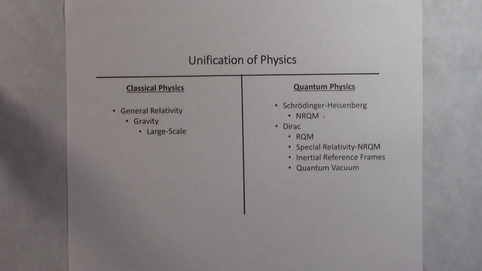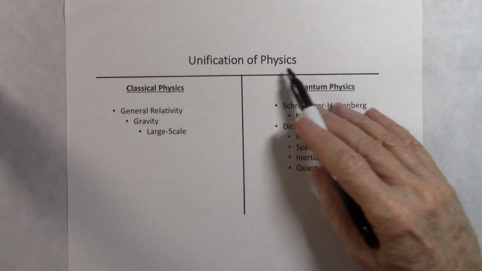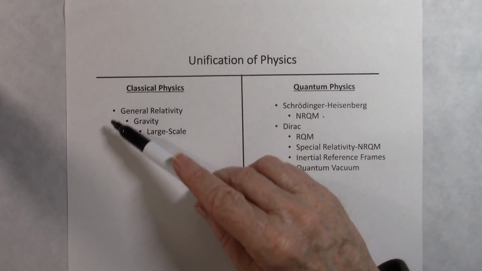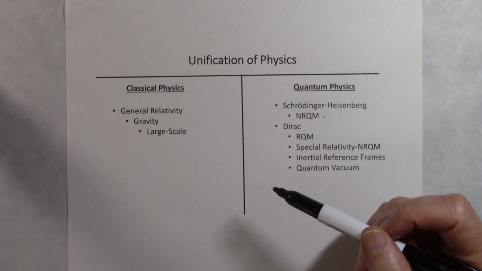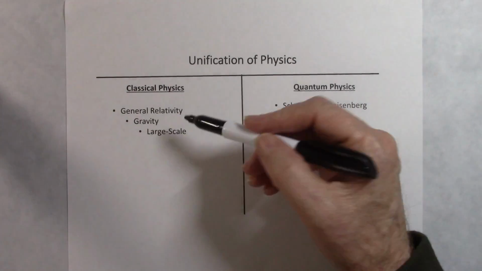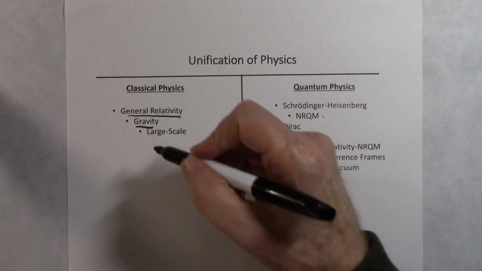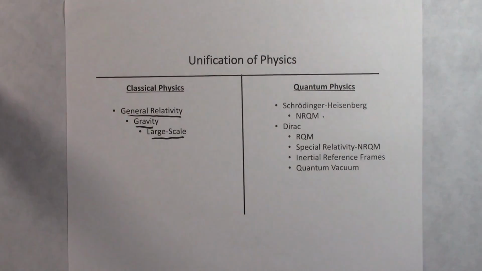Hello, welcome back to our continuing video series on the unification of physics. This is where we left off last time. We're pretty much done on this side of the ledger, the classical side. We discussed the general theory of relativity as our theory of gravity and basically our theory on large-scale physics.